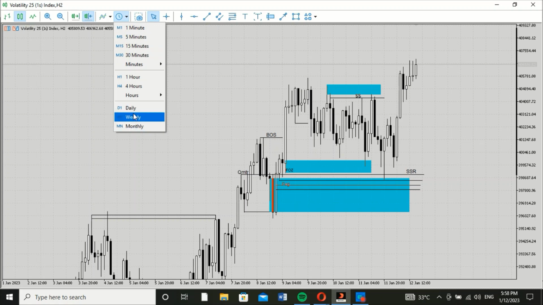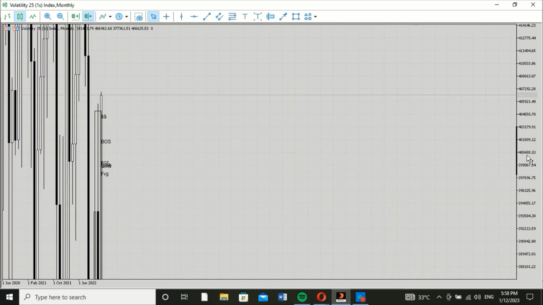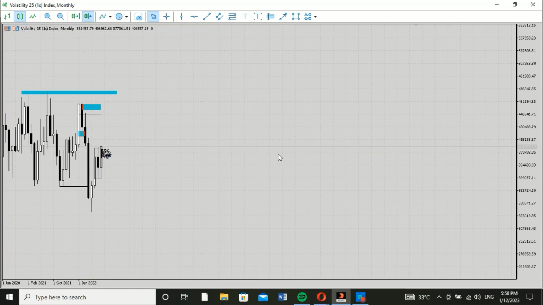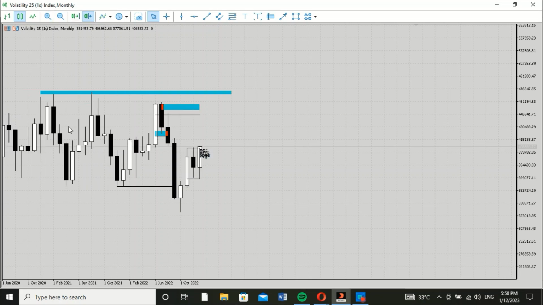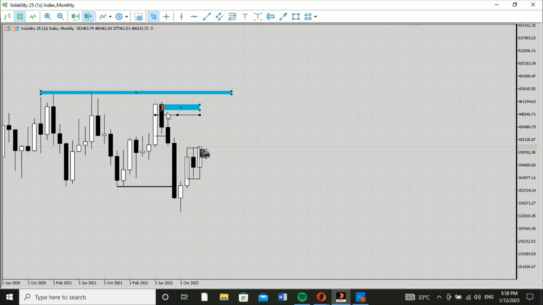like I always say, you start your analysis from your higher time frame. So we look at the monthly chart right here. The first thing I notice on the monthly chart is that the market has been ranging, right? And then also we saw that it kind of like actually broke a structure right here.